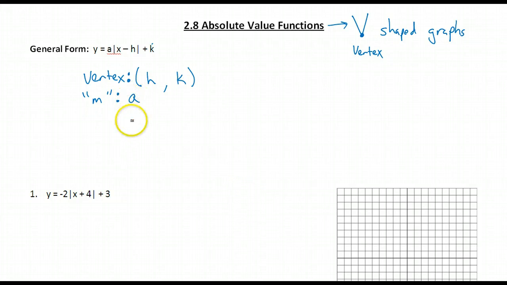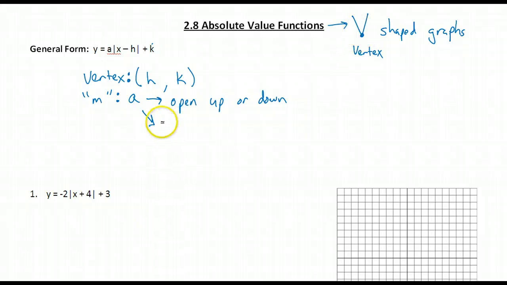Now our A value is going to tell us a lot. If A is positive, our V is going to open up. If our A value is negative, our V is going to open down. And that kind of makes sense. A positive means opening up, and a negative means opening down. The A also tells us how steep our lines are. So we need to look at the steepness of this slope. And the steepness of the line will tell us how narrow or wide our V is.